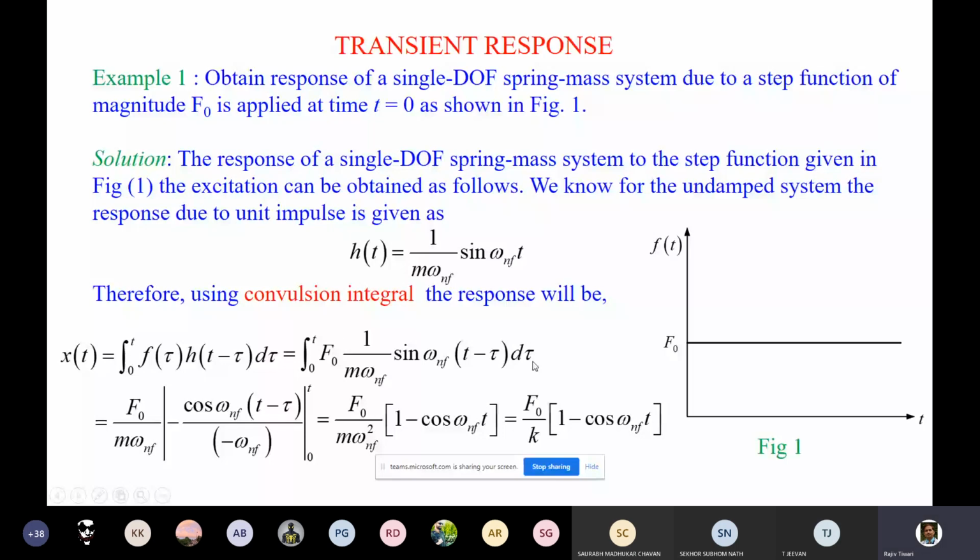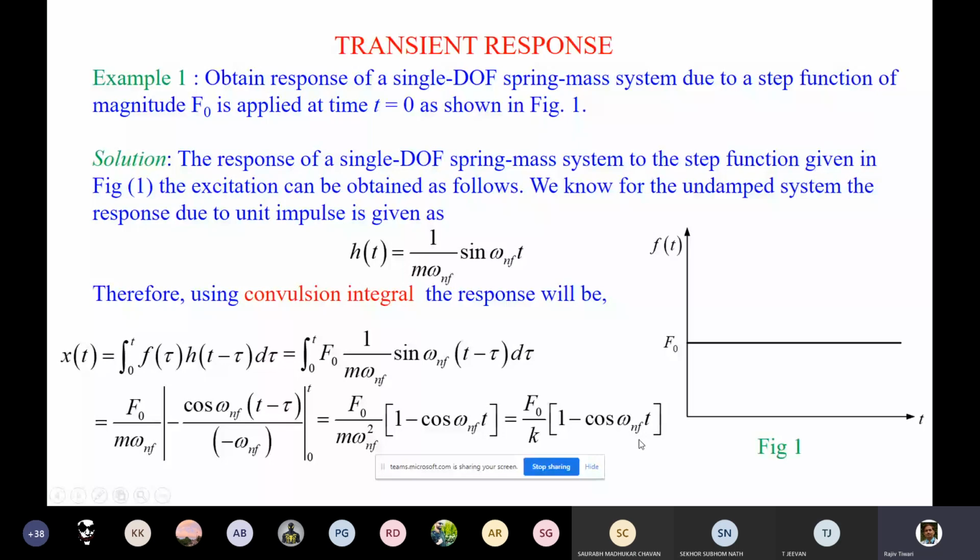So the constant term will come out. This will be cos, minus omega n, limit 0 to t. And if you put the limits, I think you will be able to do this. We will get an expression like this. Here, omega n square is nothing but k by m. So if we replace with that, we get F0 by k times (1 minus cos omega n t). So this is the response, which is the functional form.